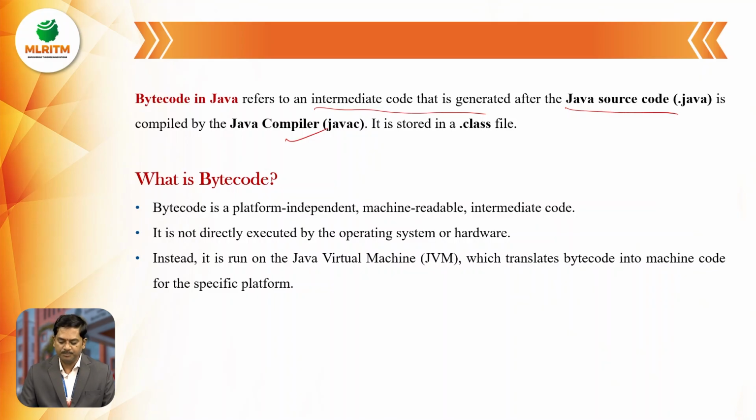So the source code is saved as .java, and after compilation the file will be saved as .class. Between the source code and the Java compiler, whatever the bytecode is, that's called the bytecode, which is called a .class file.